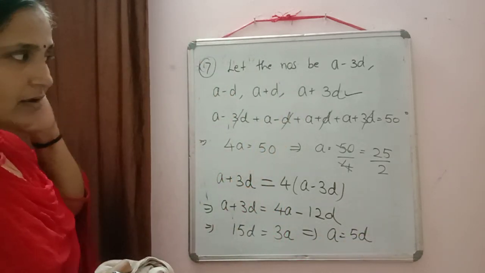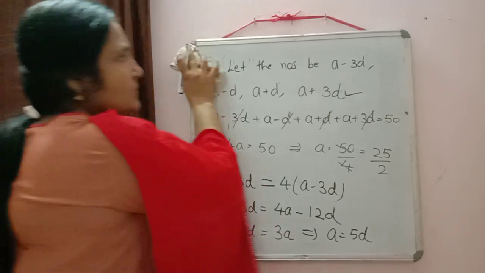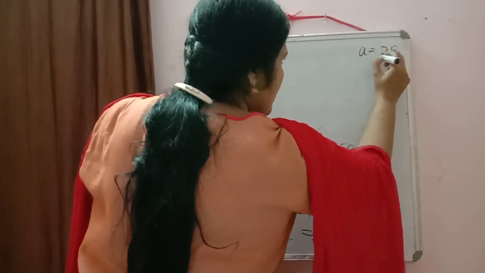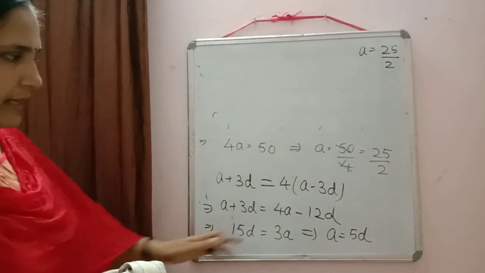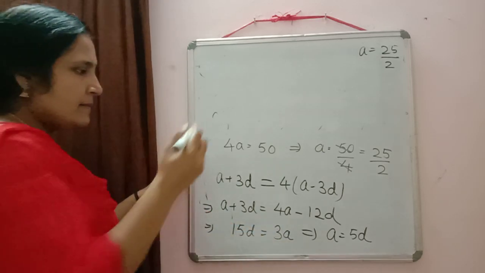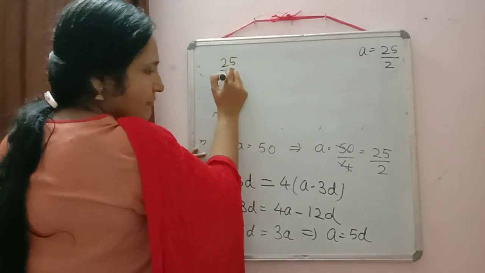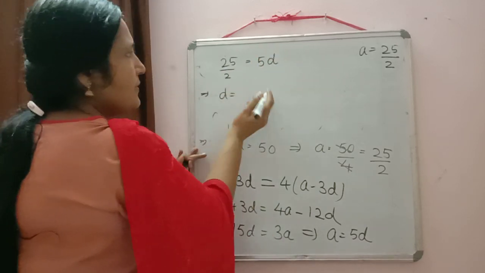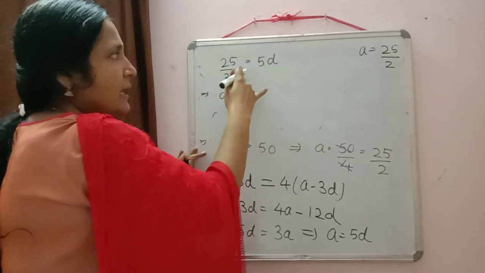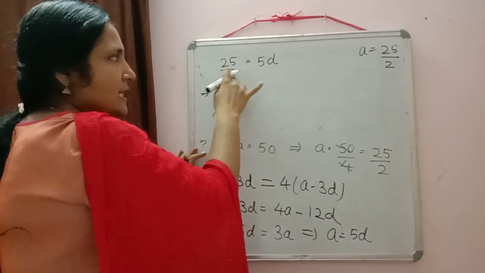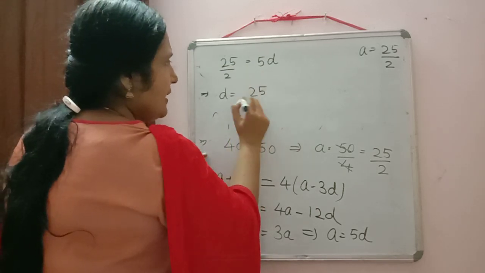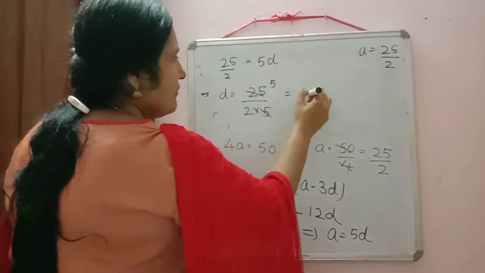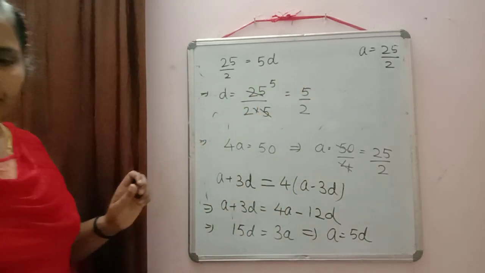And the value of A we already know. The value of A is 25 by 2. So somewhere I will write the value here. A is equal to 25 by 2 we have, and here we got A is equal to 5D. Now substitute the value. 25 by 2 is equal to 5D. So D is equal to... we will shift here. 5 is multiplied by D, so when you change the position, it will get divided. So it will come in the denominator. 2 into 5, so 5 and 5 we can cancel. Value of D is equal to 5 by 2.